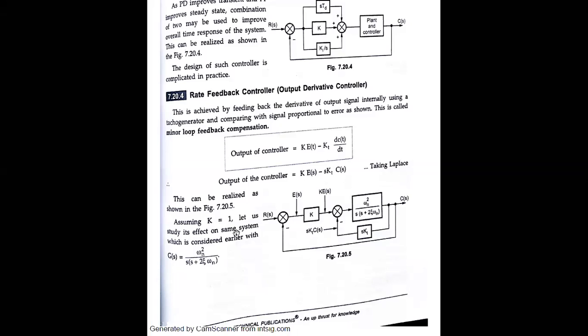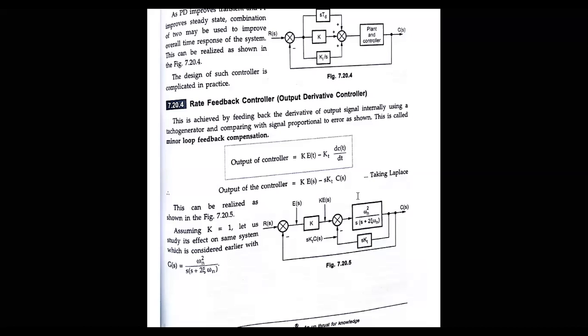Then let us study the effects. What will be the effect on the same system? If I put K equal to 1 at this particular point, because omega n square is nothing but my G of S. This particular block here is G of S. So this G of S is nothing but omega n square divided by S into S plus 2 into omega n square. In this way we get the value of G of S.